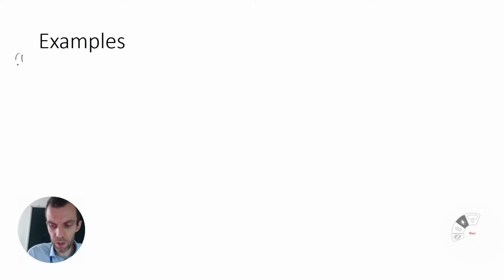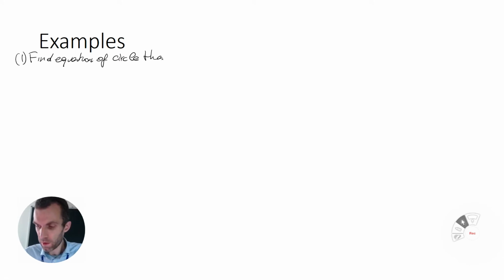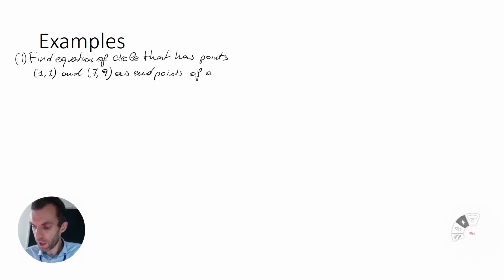So for the first example here, I want to find the equation of the circle that has points 1, 1 and 7, 9 as endpoints of a diameter.